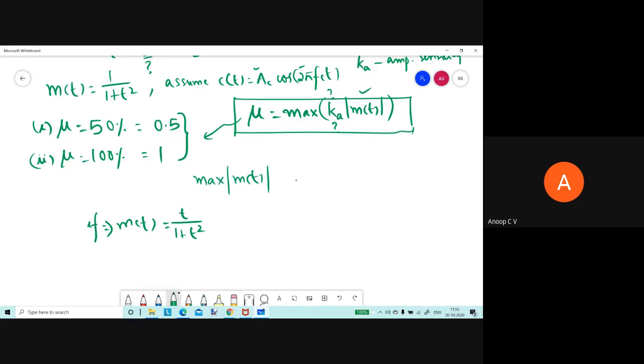Now in this case, when m of t is 1 by 1 plus t square, it was told the maximum is equal to 1. That is correct. But what will be the maximum value of mode of t by 1 plus t square? How will you find this? If you know this, then the problem is going to be quite straightforward and easy. How to find this?